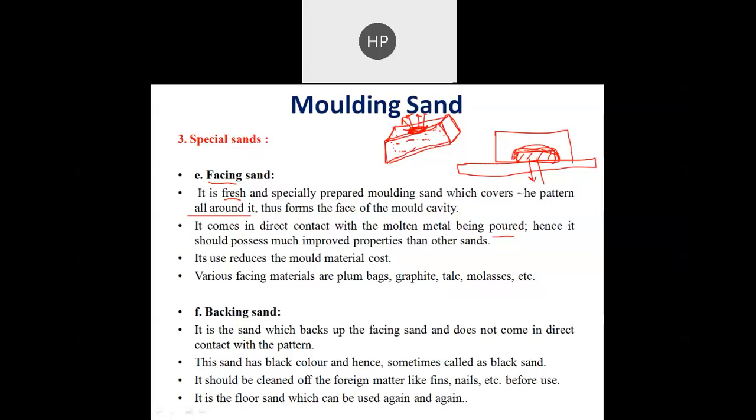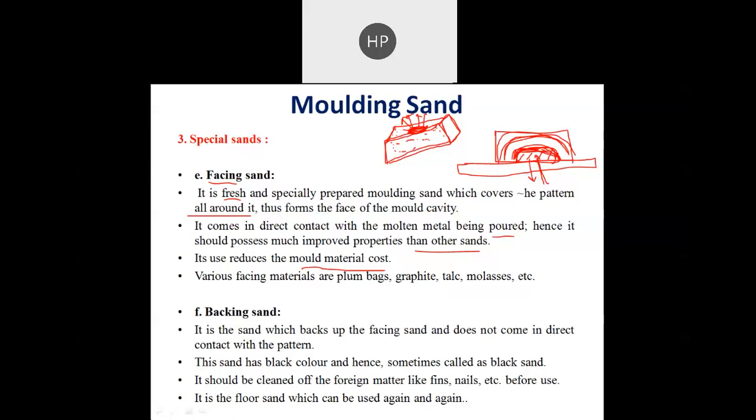Okay, so hence it should possess much improved properties than the other sand. Whatever the sand all around this and whatever the property of this sand, that should be different. Why? Because this sand has to face the molten metal which is coming from the gate, while this sand has to be separated from this one. So that's why we are using a facing sand, and it reduces the mold material cost.